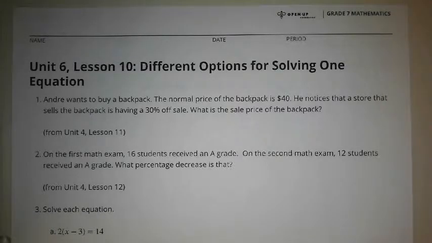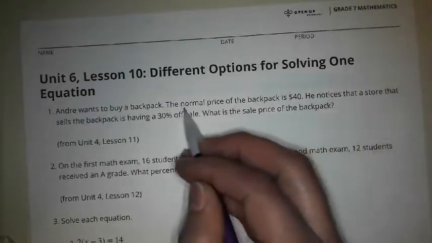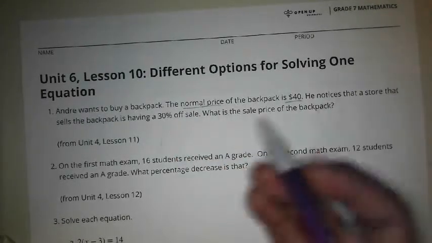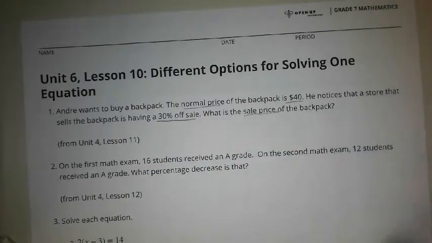Okay, Unit 6, Lesson 10, different options for solving one equation. So number 1 here, Andre wants to buy a backpack. The normal price of the backpack is $40. He notices that a store that sells the backpack is having a 30% off sale. What is the sale price of the backpack? So we have our original price is $40, and they're having a 30% off sale, and it wants to know what is the sale price of that backpack.